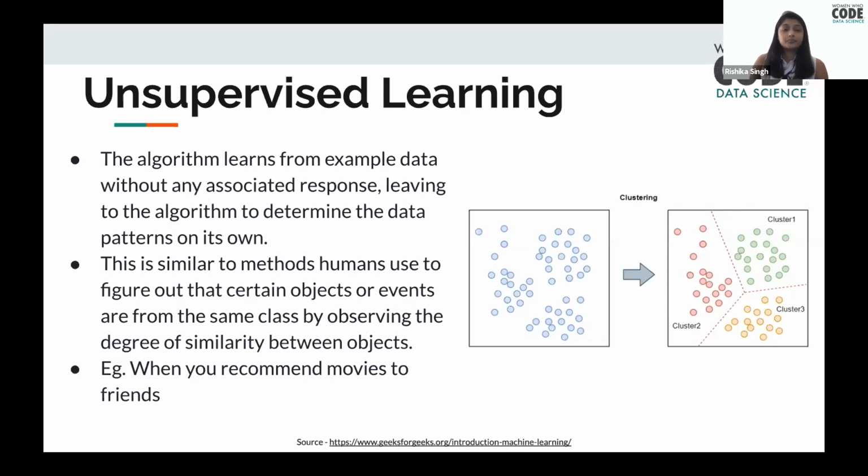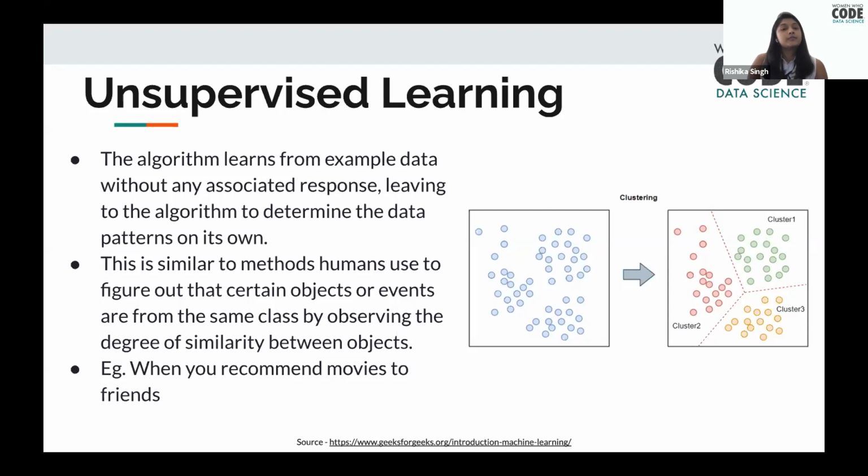And so another reason why it's called unsupervised is because there are no correct answers and there is no teacher. Algorithms are left to their own devices to discover and present the interesting structure in the data. And so a very common example is when you recommend movies to friends.